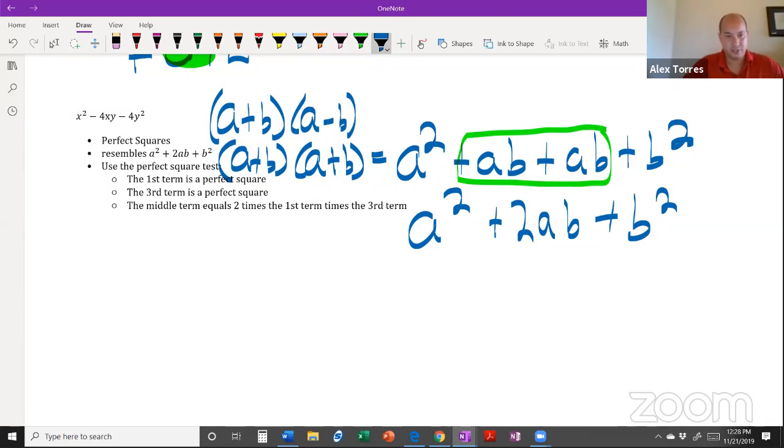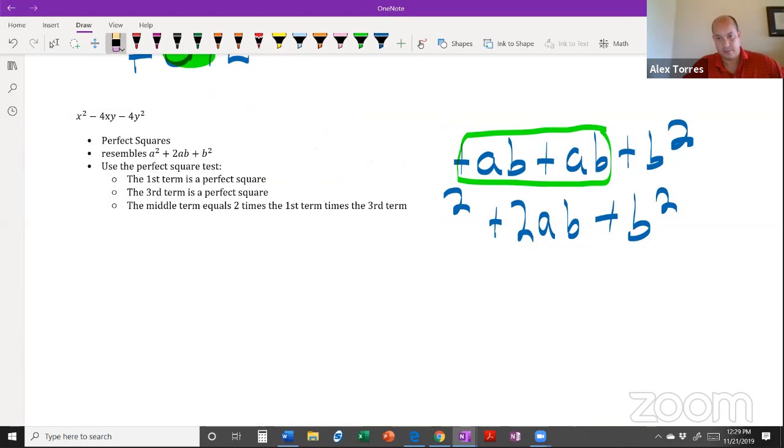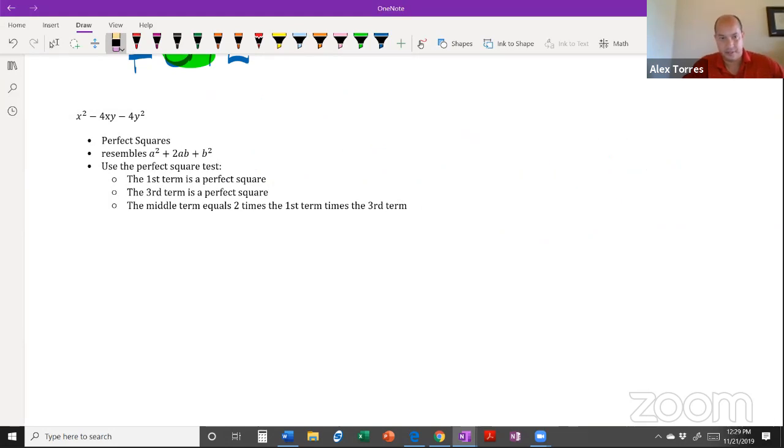So every perfect square trinomial has certain attributes to it, and that's what we have up on the screen here. When you have a perfect square trinomial, the first term will be a perfect square, which in this case, x squared, the square root is x. The third term is a perfect square. So what's the square root of 4y squared? It's 2y. This actually should be a plus sign here. That one snuck by us there.